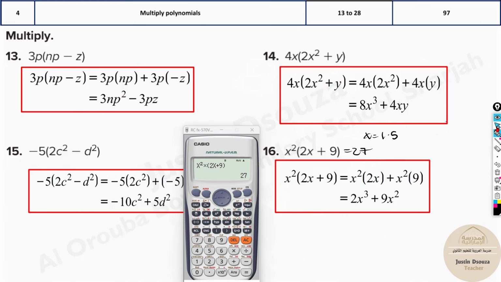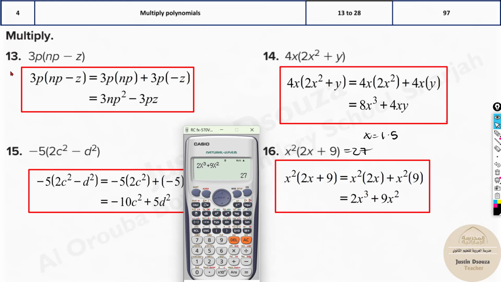Now you will have 4 options, isn't it? You need to solve all those 4 options putting x as 1.5. Now if you put 1.5 cubed, it takes time. So what you can do is just type it as x only, power 3, and then plus 9x squared. Calculate this at 1.5. What is the answer? 27. Only one option will give you the same value as the question. All the others will be different.